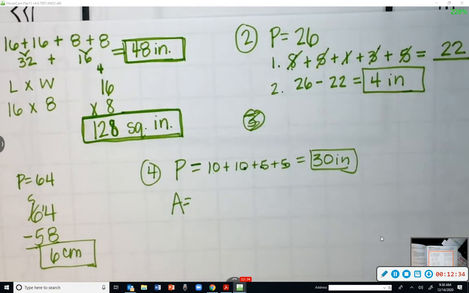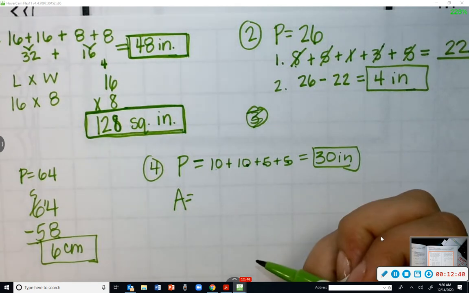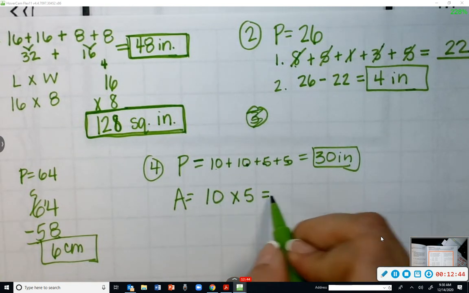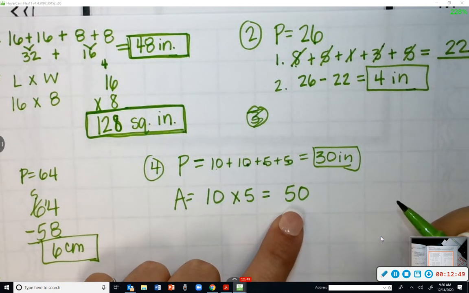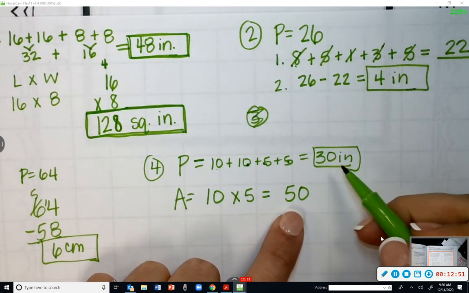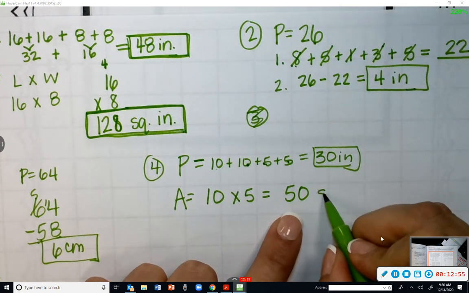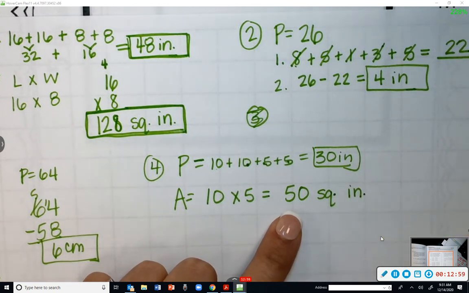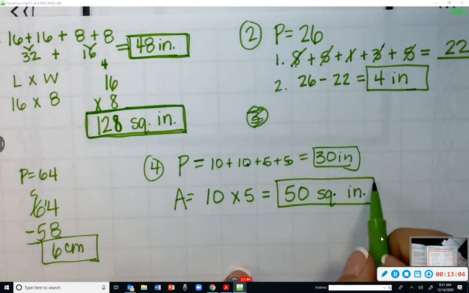Okay, so for area, if the length and the width is 10 and 5, what would I do with those numbers, Bryson? 10 times 5. Good, 10 times 5, which equals 50. Now, for area, we need to make sure we label it correctly. Do I label it inches? No, square inches. Square inches, good. So we can just put SQ and IN to abbreviate it. 50 square inches.